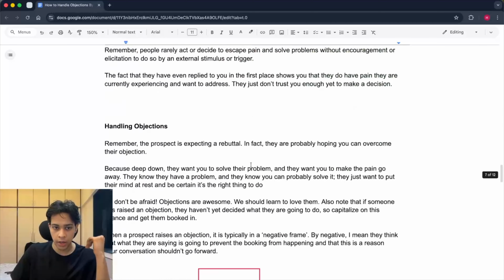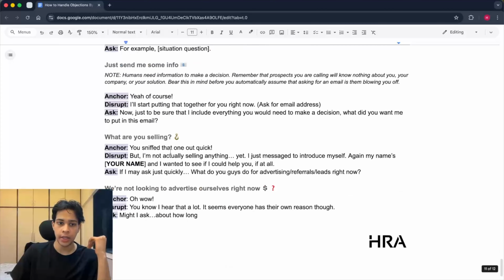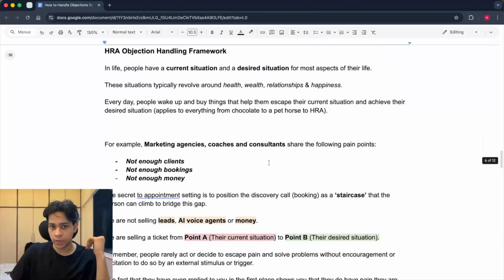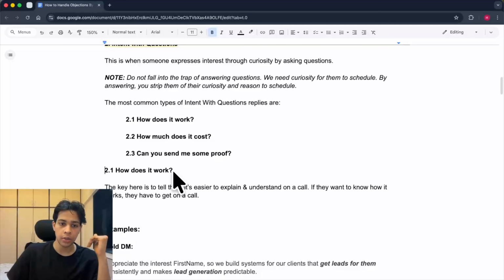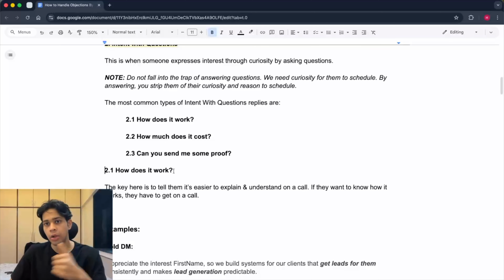And I have more scripts that I will show you in the end that you can just copy and paste, okay? So don't worry about it. We got you. We'll get there, okay? So first, let's talk about how to handle, how does this work? So if you sent an email and someone comes up to you and says, how does this work?